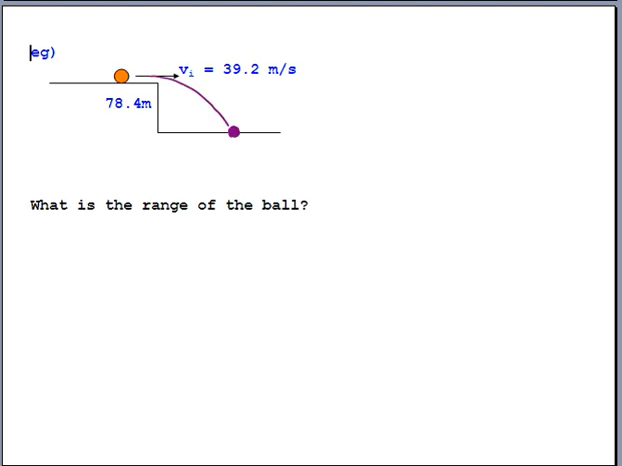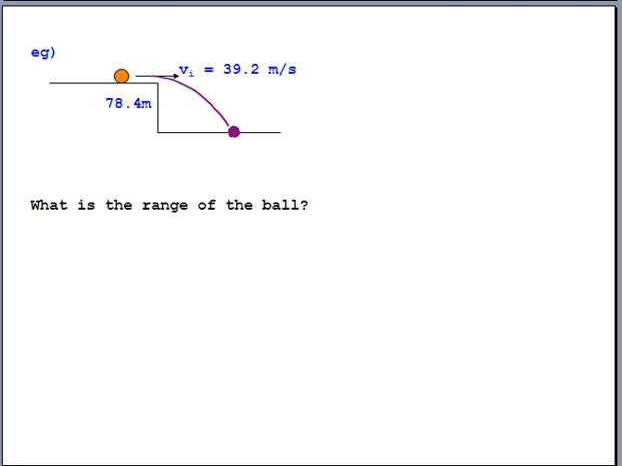Okay, let's try a couple of questions out. Okay, first question. This would have been as nice as it would have been in Physics 11. I've got a really tall cliff here, 78.4 meters, and I've got this orange ball rolling off pretty fast too at 39.2 meters per second. And we're going to pretend there's no air friction at all, and it's a nice flat launch. And we're going to try to figure out the range for the ball.